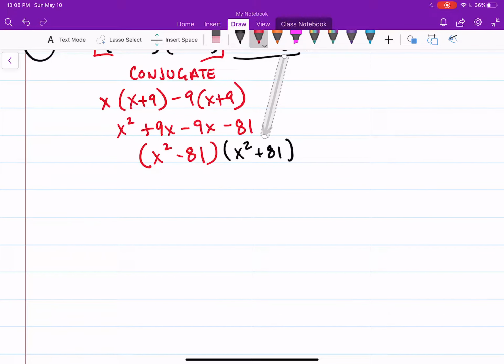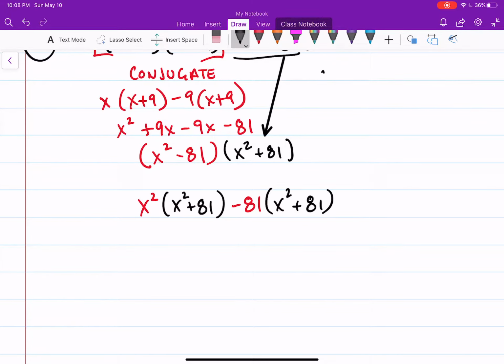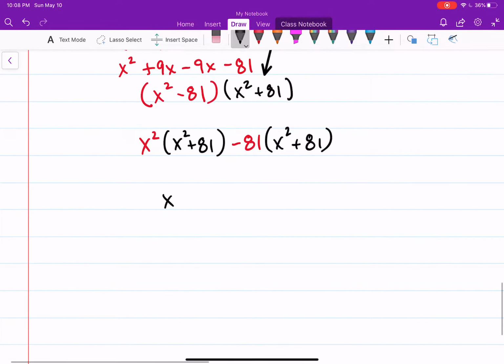So I double distribute again. So I'm going to have x squared times the x squared plus 81. I got a feeling we're going to have a really big number. Minus 81 times x squared plus 81. Okie doke. So, what do I have? I'm going to have x to the 4th plus 81x squared minus 81x squared minus 6,561. That's what 81 times 81 would be.